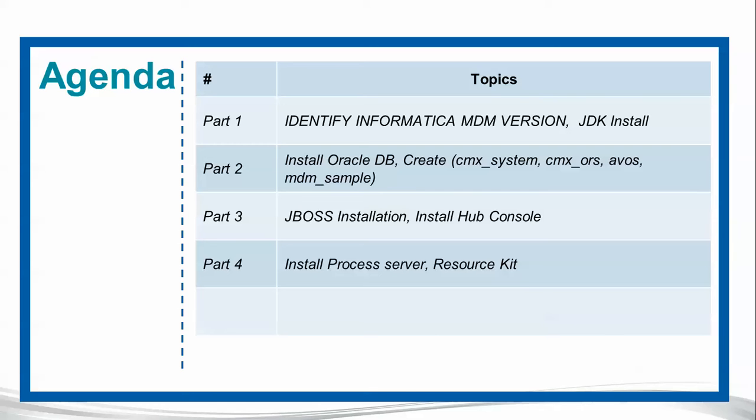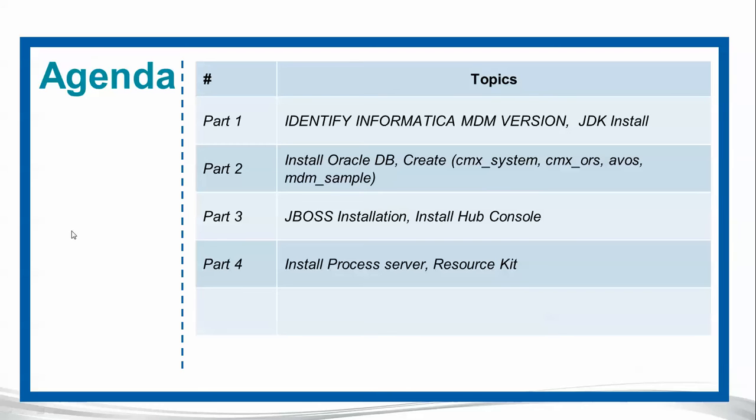In part one, let's identify the right Informatica version as well as the pre-requisite software. That is the most important point of the installation. In part two, let's install the Oracle DB as well as all the necessary schemas required. In part three, let's install JBoss as well as the MDM hub console. Part four, let's install the process server as well as the resource kit.